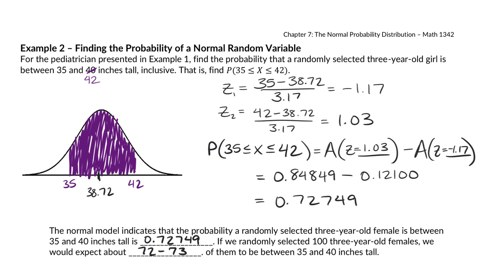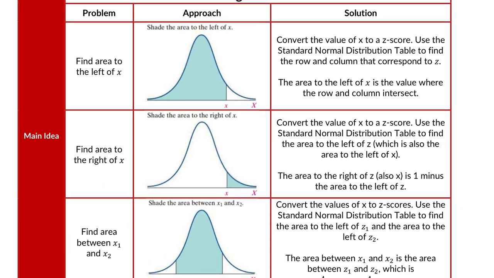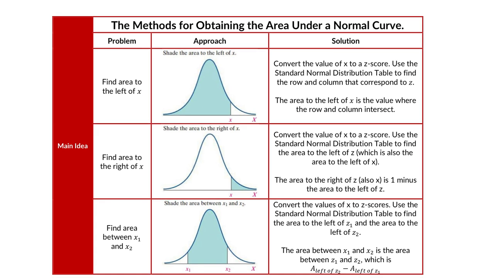So as a bit of a summary, we've already seen a couple examples, one where we just took something to the left. A little bit earlier, we did an example to the right. Now we've seen one in between two values. These processes are summarized in this table here with a visual.